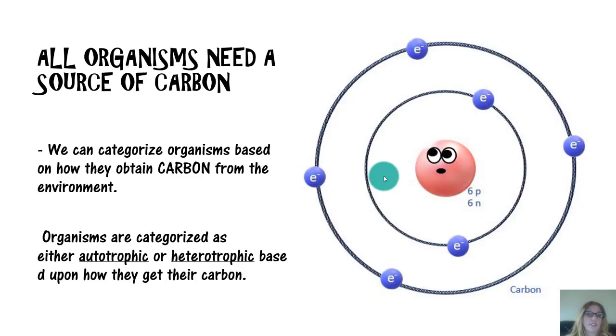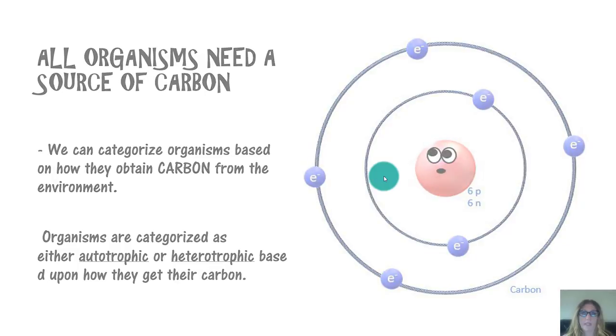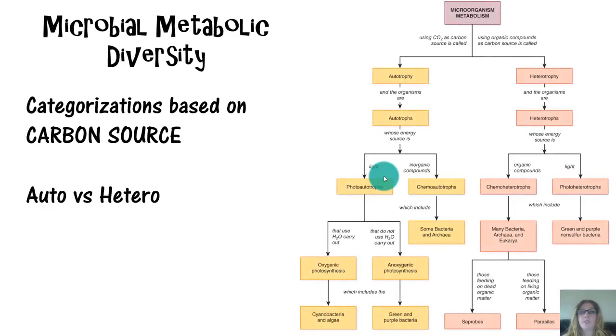All right. So how can we actually categorize organisms based on what they use as carbon sources, what they use as energy sources. So I'll just give you a couple of those things real quickly. So we can categorize organisms based on how they obtain carbon from the environment. So organisms can be categorized either as autotrophic or heterotrophic based on how they obtain their carbon. So when we look at microbial metabolic diversity, here are some categorizations based on carbon sources.